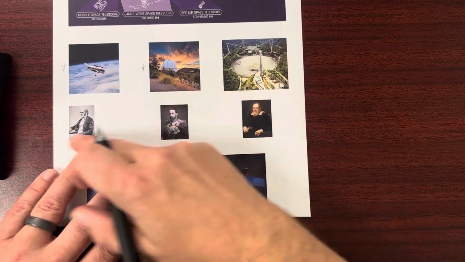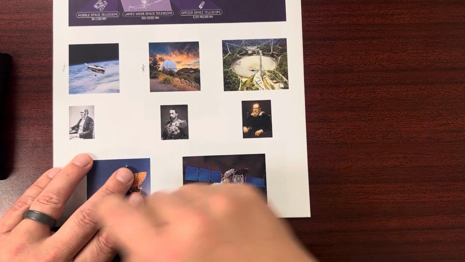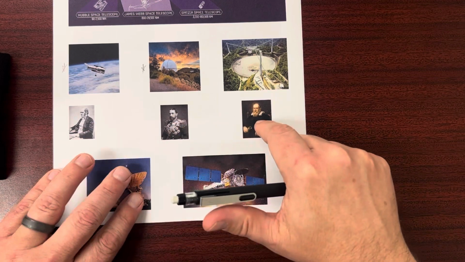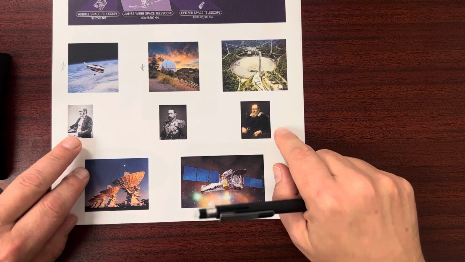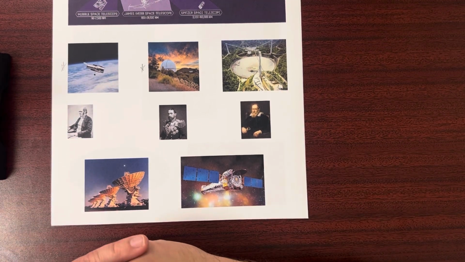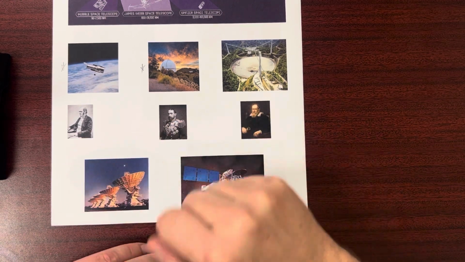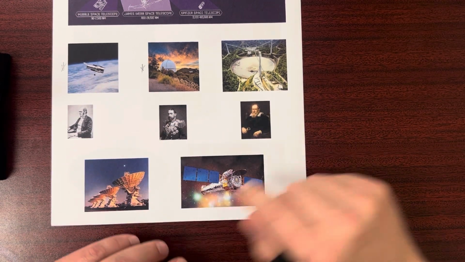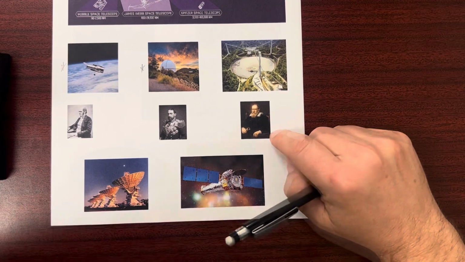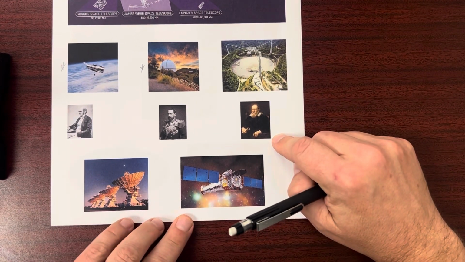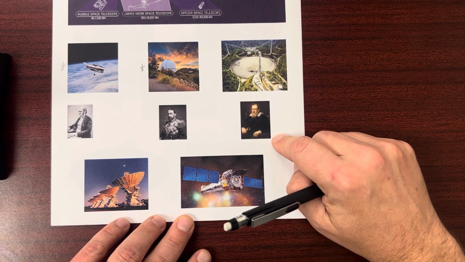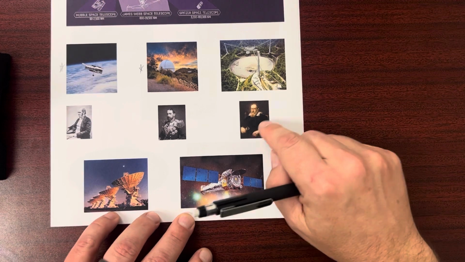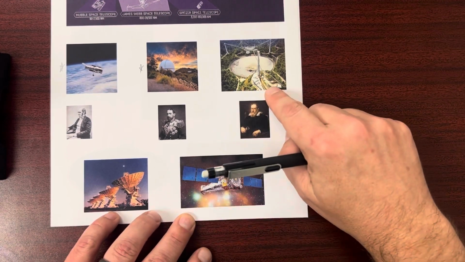Okay. Now down here, I have 3 different people. Of these 3 people, only one of them used telescopes to examine the night sky. That was Galileo. And Galileo used an early telescope in order to see things like the moons of Jupiter and the phases of Venus. So what I want you to do is put a circle around Galileo.